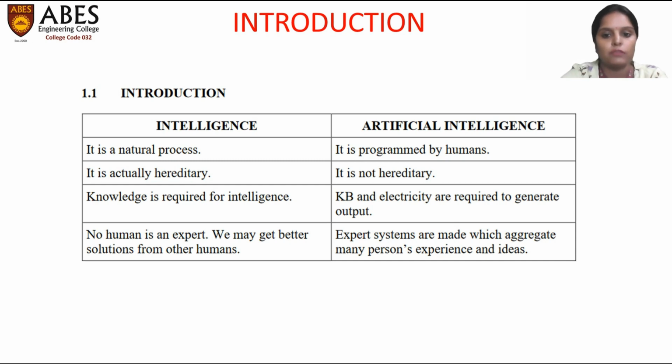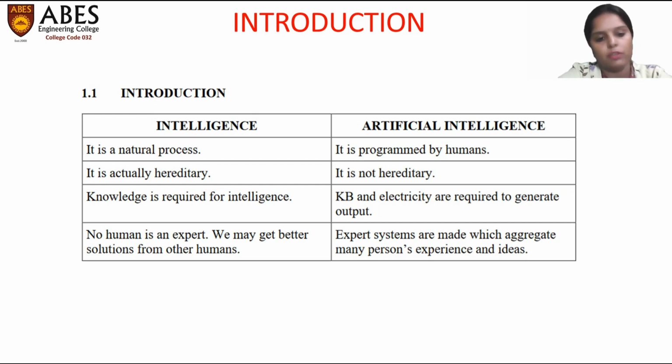But artificial intelligence is a program made by humans. Whatever instruction a human gives to that machine or robot, that is programmed. So only according to that instruction will the robot or machine work. Coming to the next point, intelligence is hereditary, as I told you that we have emotions, feelings, and all these. But artificial intelligence is not hereditary. So we can say knowledge is required for that intelligence.